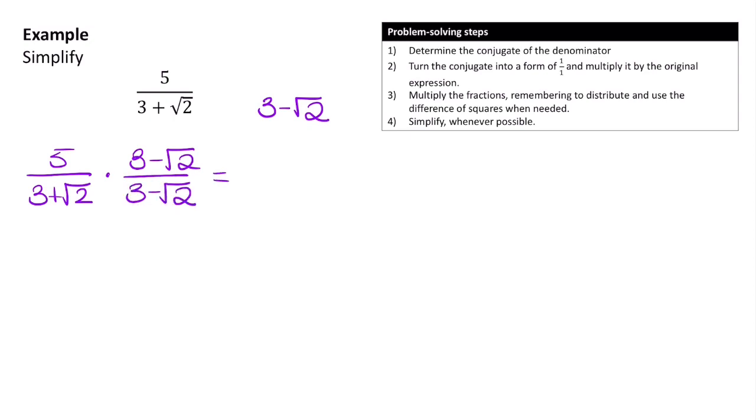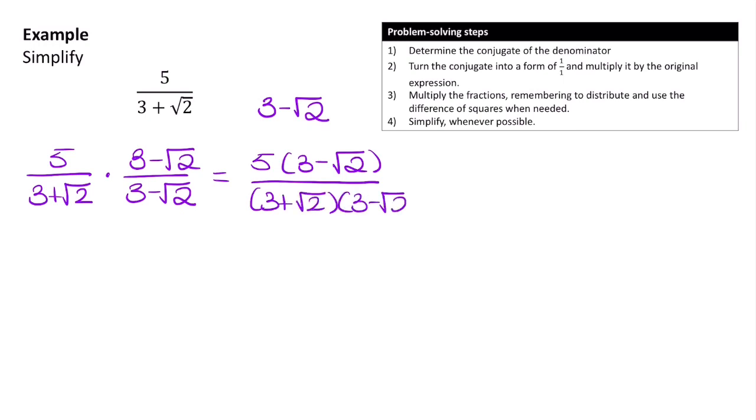When I do that in the numerator, this is going to turn into 5 times 3 minus the square root of 2. I have to put that in parentheses because that 5 is going to distribute to both of these terms. In the denominator, I have 3 plus the square root of 2 times 3 minus the square root of 2. Okay, so now let's simplify this. When I multiply both terms in the numerator by 5, I get 5 times 3, so that's 15, minus 5 times the square root of 2, so that's just 5 square root of 2.